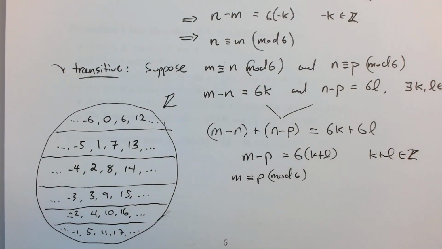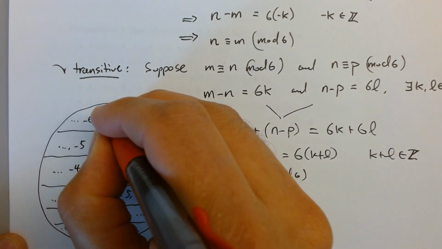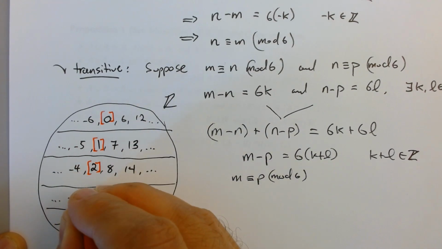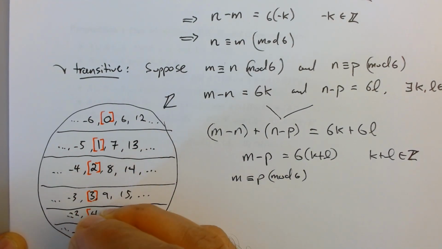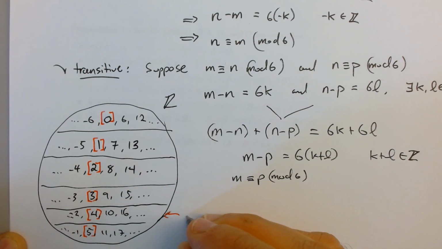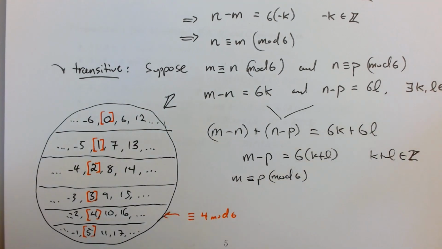So it partitioned the integers into 6 sets, each of which are sets of elements that are equivalent to each other. We generally call each of these by some representative. So we'd say this is the congruence class for 0, for 1, congruence class for 2, 3, 4, and 5. Or I could say that this is the set of elements that are congruent to 4 mod 6.